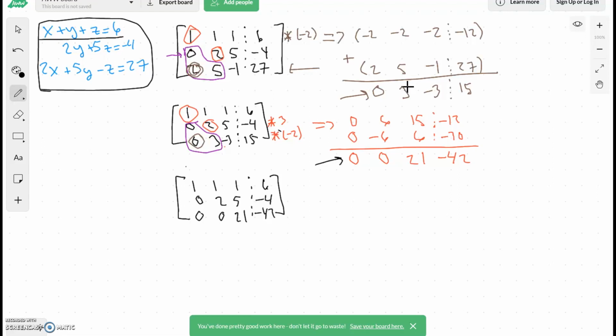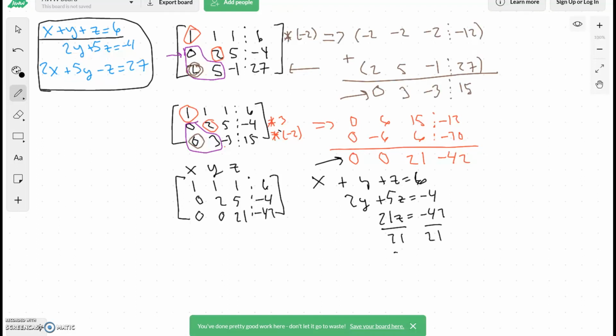Okay, now remember, this is just my x, my y, and my z, and these are the numbers on the right hand side. So I'm just going to have x plus y plus z equals 6. Okay, this is going to be 2y plus 5z equals -4. And then this is going to be 21z equals -42. So notice that I can go from top to bottom, right? I can just divide by 21 here. Divide by 21. Z is equal to -2. So I got my first answer.